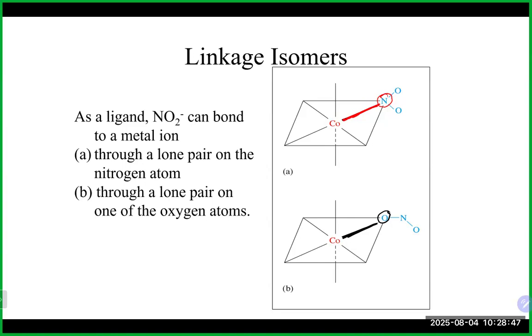And you might have multiple options, like a nitrogen or an oxygen, that can do it. Once again, here, they're not going to both do it. Just one of them is going to do it in this case. Any questions on linkage isomers?